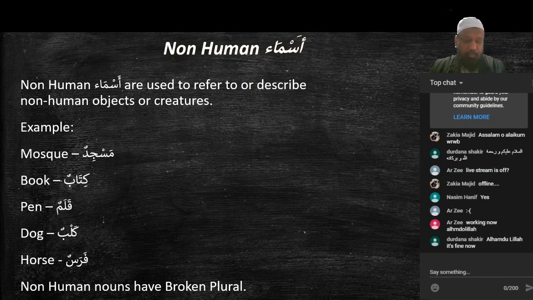The Jama Mudhakkar Salim, we've learned, is a description noun that describes a human. That will be a Jama Mudhakkar Salim. But the objects and the creatures, non-human, they are all broken plural.